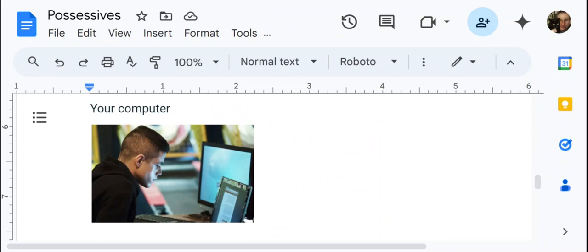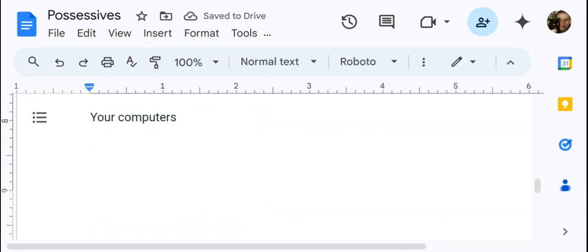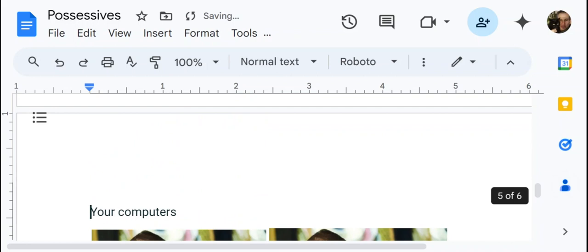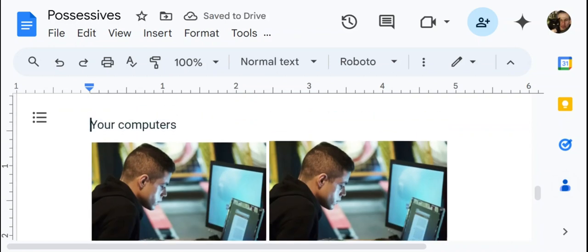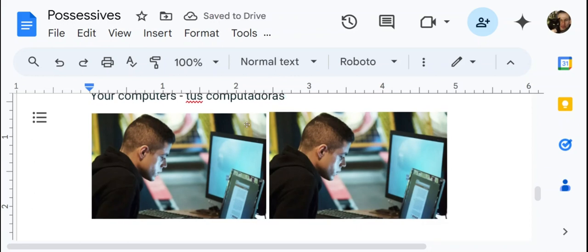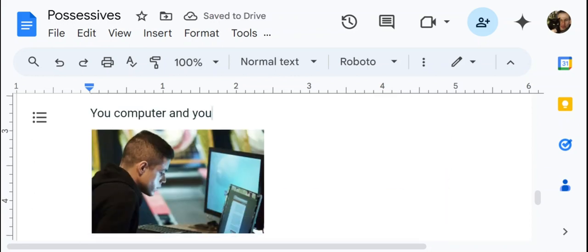Your computer. If we're talking to a classmate, friend, family member, we use tu. If somebody has more than one computer, we say computers. So we have to make the possessive adjective also in the plural form.